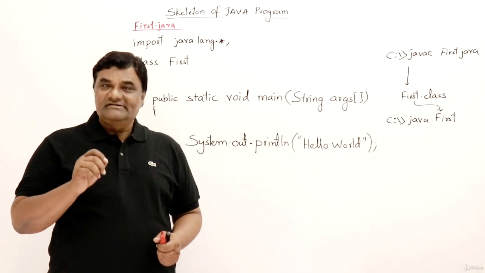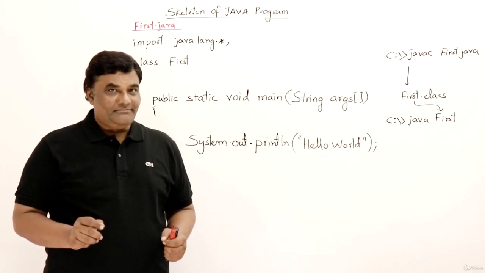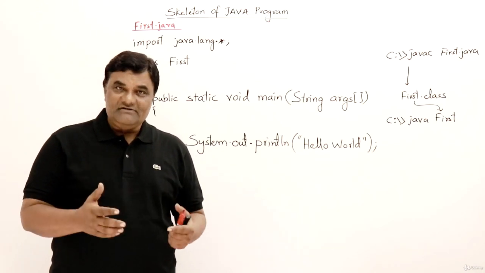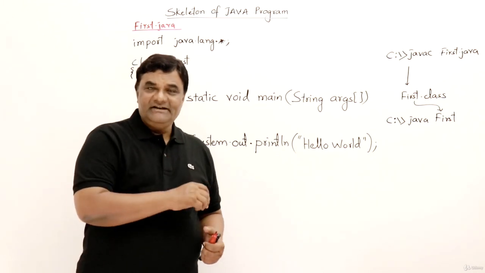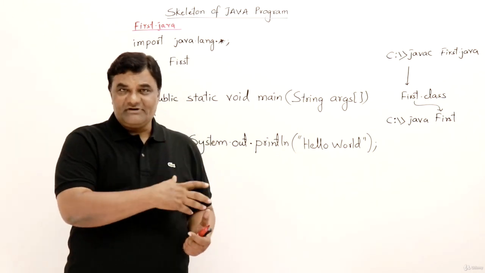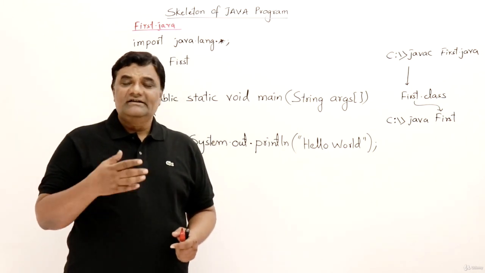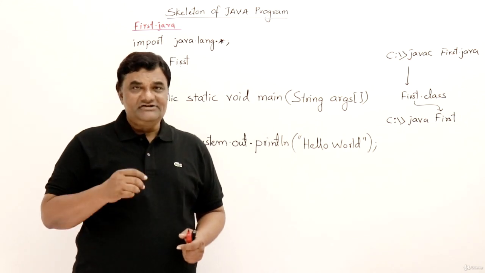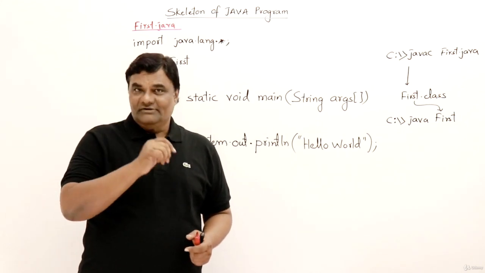In this video, let us look at the skeleton of a Java program. That is our first Java program. So let me explain to you what the elements of this program are, what the things are that you have to write. Then I will go into details of each and everything. So let us look at the program.